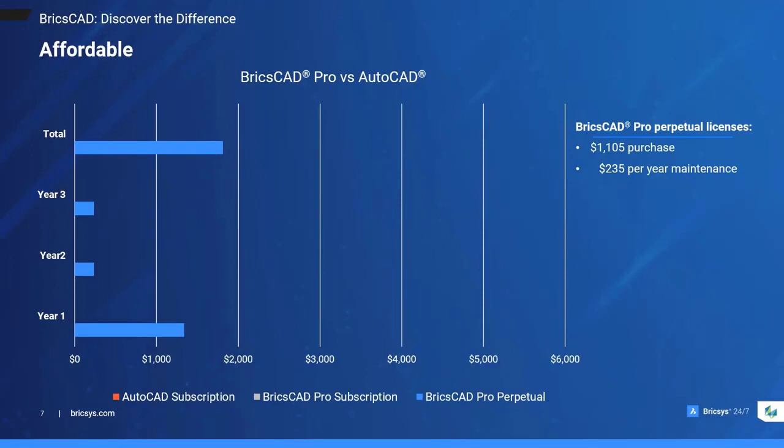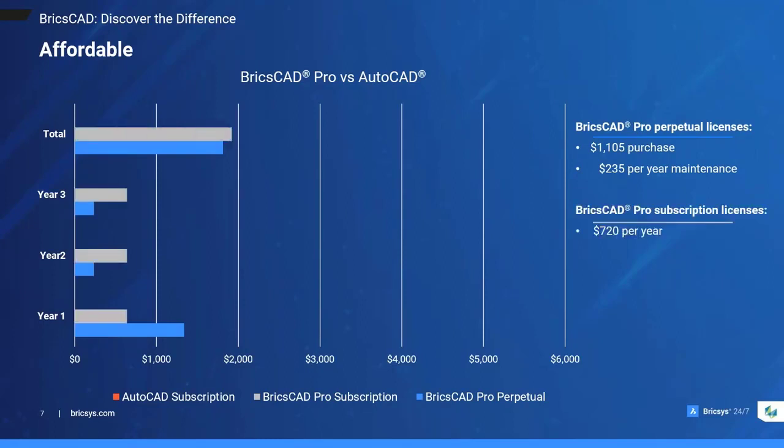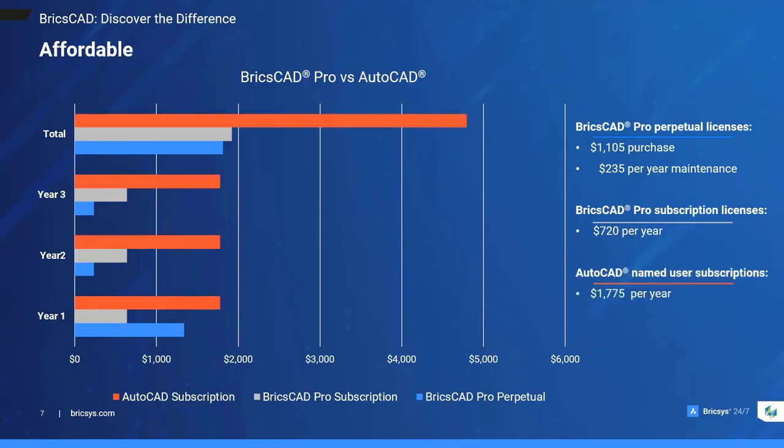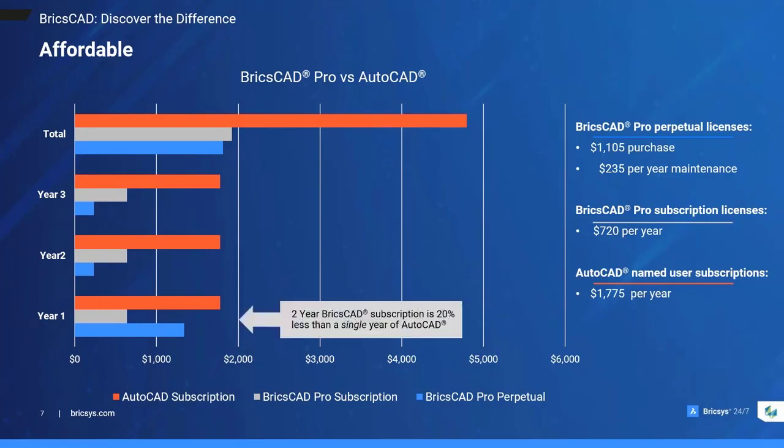This all combines with our industry-leading cost of ownership. With BricsCAD, we have the perpetual option, and we have the subscription option. So unlike other vendors, we are giving you access to both. What we like to showcase is that you should just look at your options. If you decide that subscription is right for you and you make the move to BricsCAD, you can see that 2 years of BricsCAD subscription is 20% less than a single year of some of the other CAD tools.